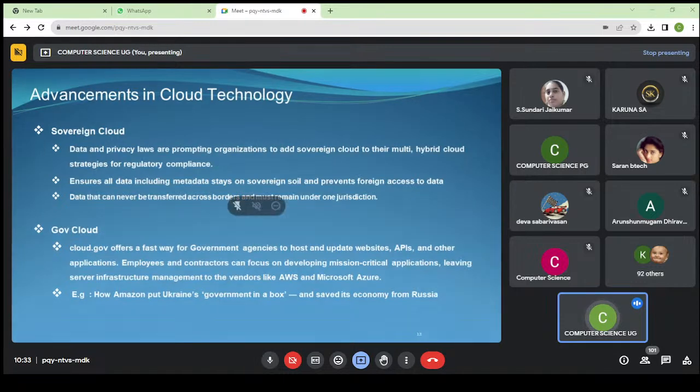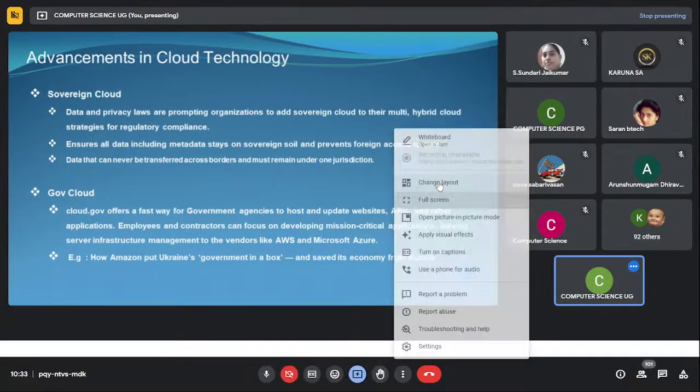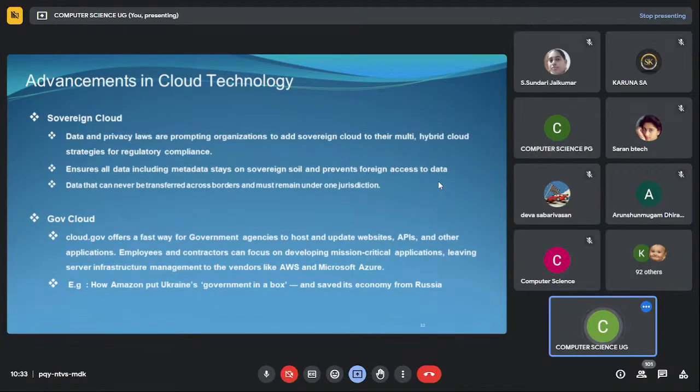Yeah, this is sovereign cloud. I think it talks about data privacy and borders. Why should you have all your servers within the country, right? It's mainly with the data privacy laws, so that organizations have all their clouds within the regulatory compliance actually. So there is a governing body to take care of what data, and where exactly the servers have to be, so that the data is not misused.